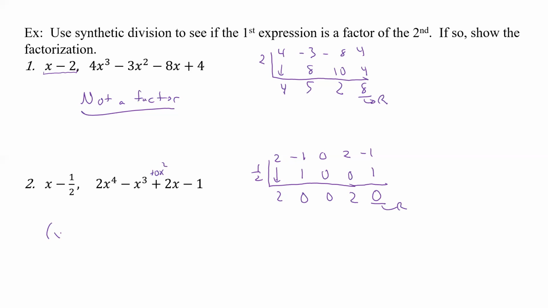So our factor is going to be x minus 1/2. And now this is going to be x cubed, and then we have x squared, x, and then just a number. So it's going to then be 2x to the third plus 2. And so that is how we would factor that one based on just is that a factor of this? And it is.